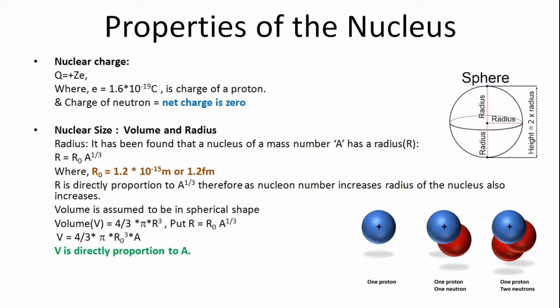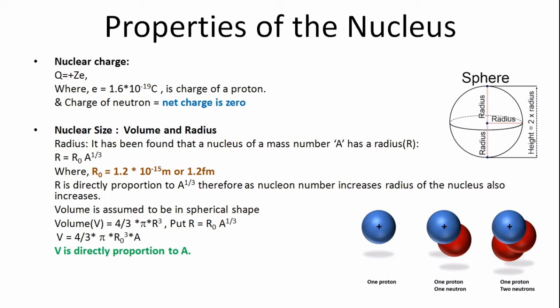Now let us move on to the volume of a nucleus. We assume the volume of a nucleus to be of spherical shape. Now let's say I have one proton, that is nothing but a hydrogen nucleus. Now I keep on adding nucleons to it.